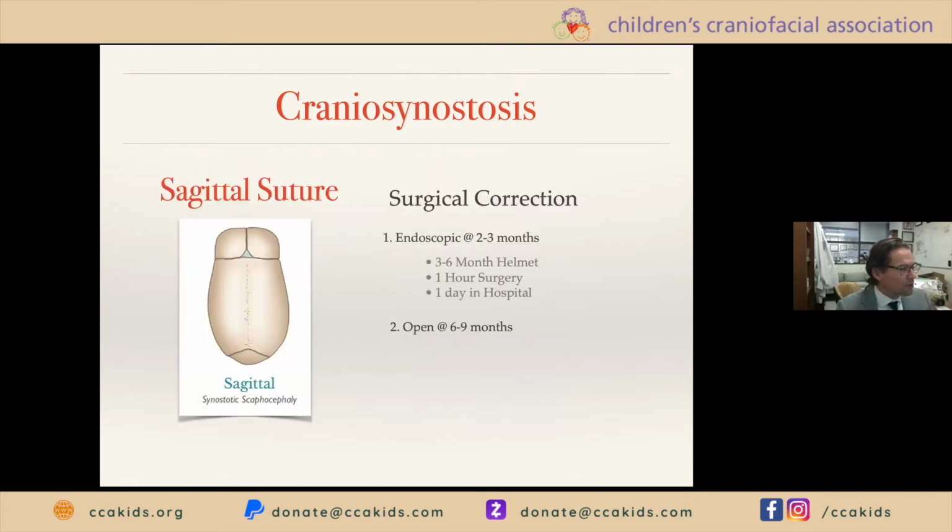So a little review on that. Endoscopic technique at 2 to 3 months of age is when we do it. Helmeting for 3 to 6 months, 1 hour surgery, 1 day in the hospital. And then open technique, 6 to 9 months. No helmet needed, usually transfusion required. It's about a 2-hour surgery and about 2 days in the hospital. So that's sagittal suture craniosynostosis, the most common non-syndromic craniosynostosis that we see.